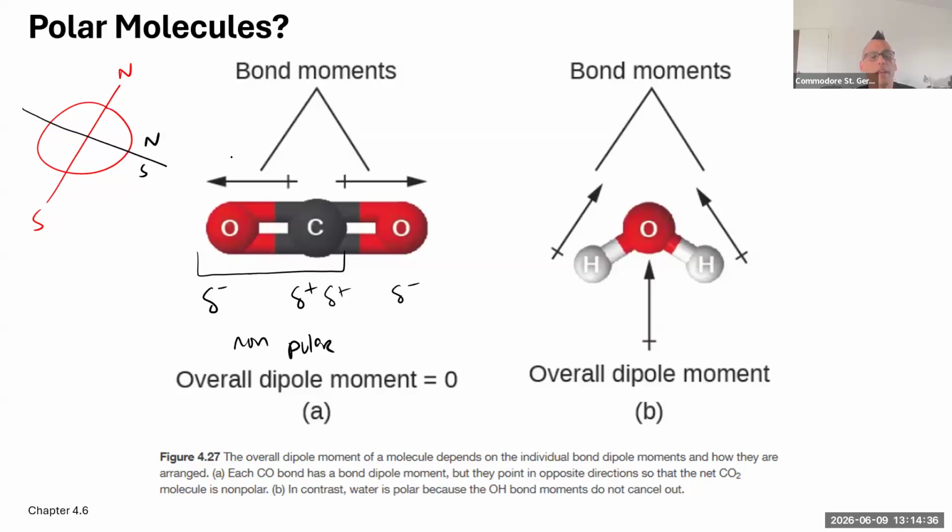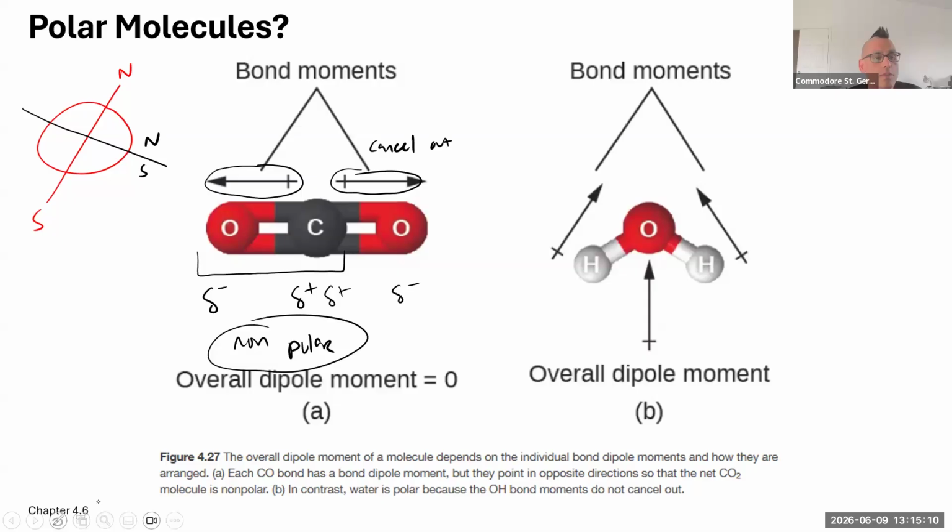Another way to look at it is these polarity vectors. We see that this arrow is exactly opposite of this arrow, and they should be the same size, same length. So when they cancel each other out, there's no overall polarity. There's not one side of the molecule that's negative and one side that's positive. So that's non-polar.